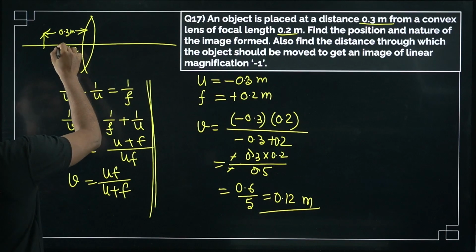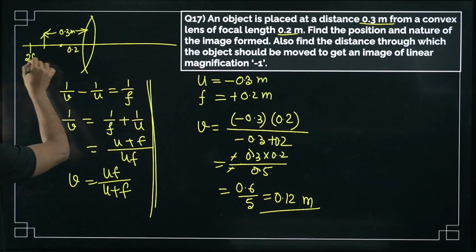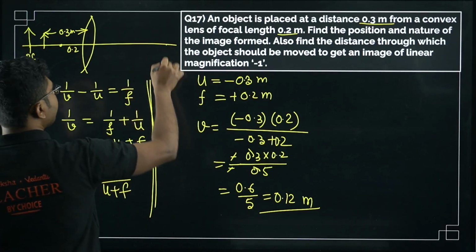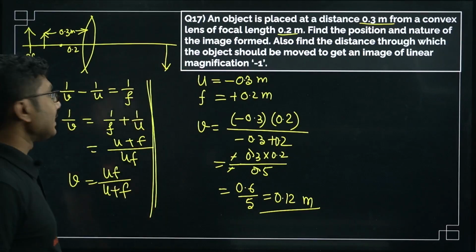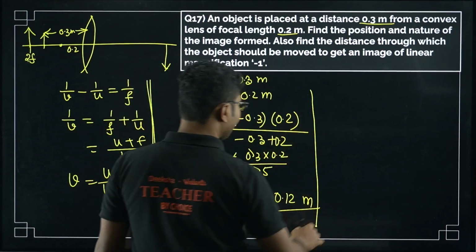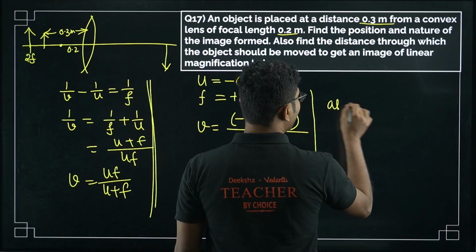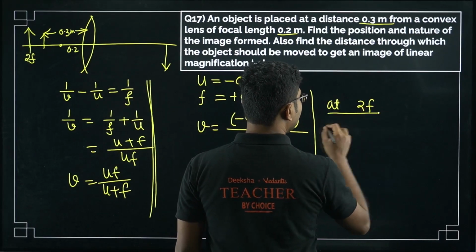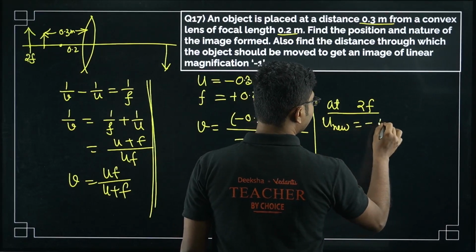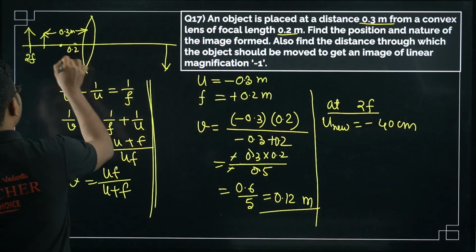So linear magnification -1 happens when the object is placed at 2f. Okay, when the object is placed at 2f, you get an equal and opposite image on the other side. So that is why the magnification is -1. So you have to mention that linear magnification -1 happens when the object is placed at 2f, right? So the new u will be -40 centimeter, right? u should be 40 centimeter, twice of that f.